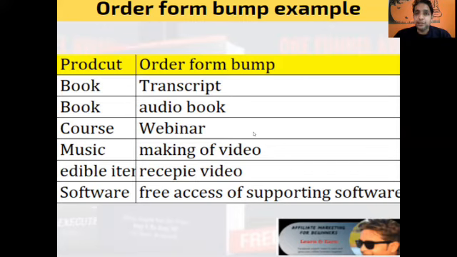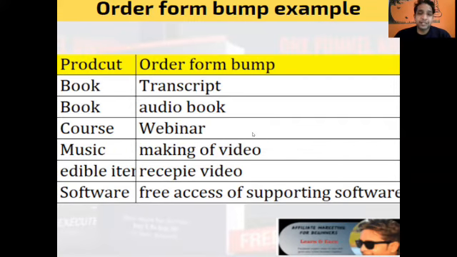An audiobook of that particular physical copy, you can sell it as an order form bump or as a byproduct, because sometimes people buy the hard copy and they do not read it for many reasons. But if they have the audiobook, it will be very easy for them to play at any time, when they are in the gym, when they are riding, when they are driving, or when they are walking, they can listen to that audiobook. So that can be the byproduct of a physical book.